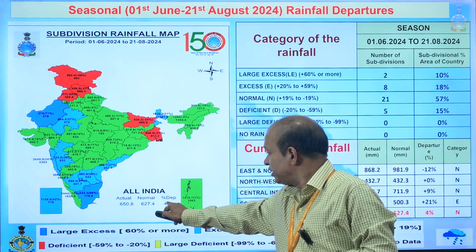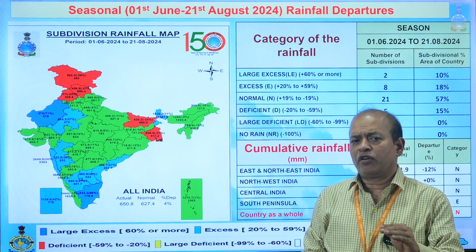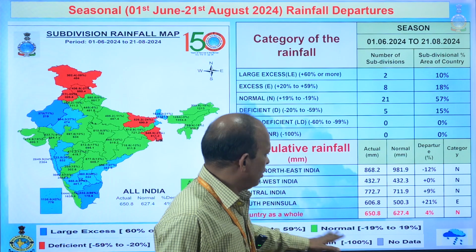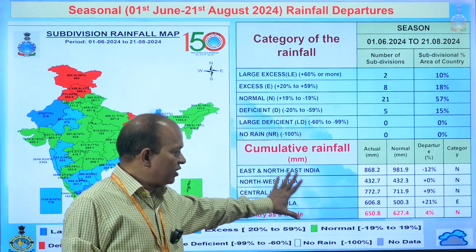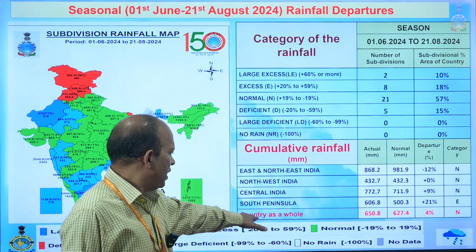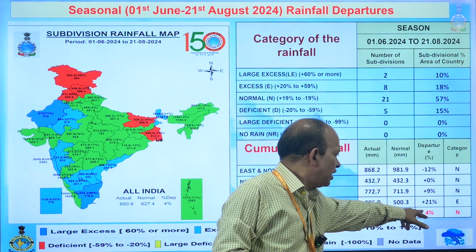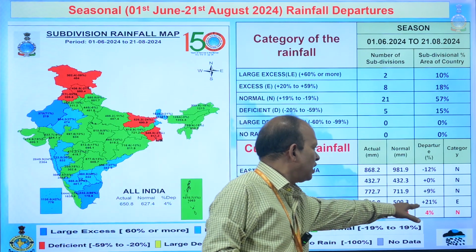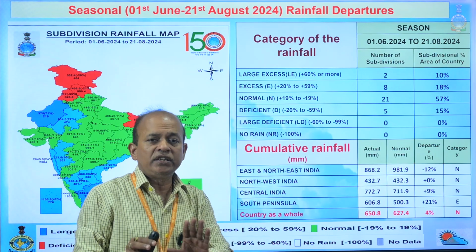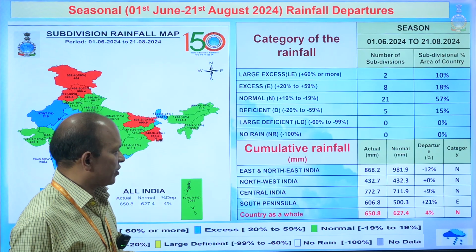And the country as a whole is +4%. That means it is just above the 100% LPA, long period average value, so this is slightly ahead of the average value. So for the cumulative from 1st June, the distribution is 4% for the country as a whole. Central India is okay at +9, and South Peninsula also +21%, whereas east northeast is still less, -12%, and northwest India is almost close to 100%. So this is a cumulative rainfall distribution, slightly ahead of the 100% mark.